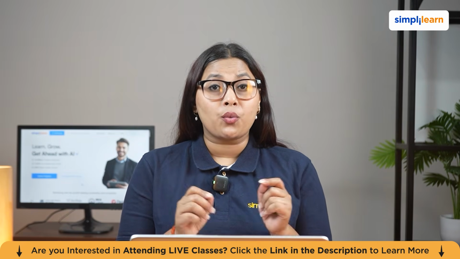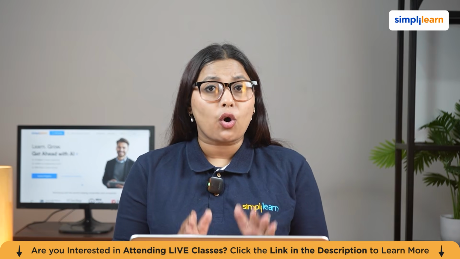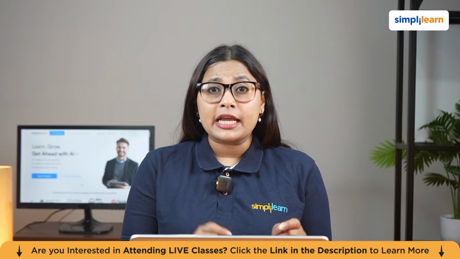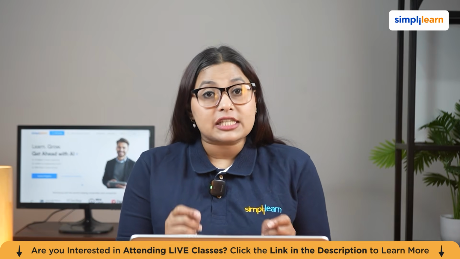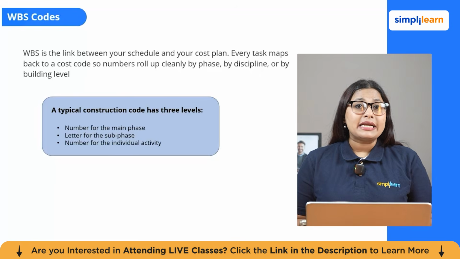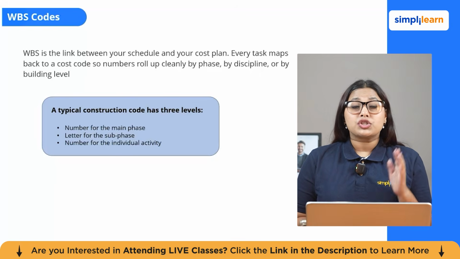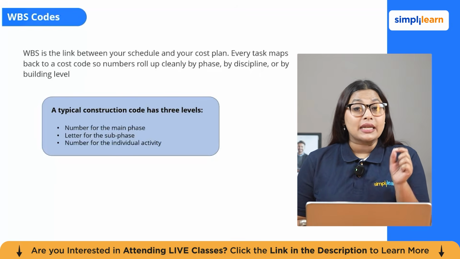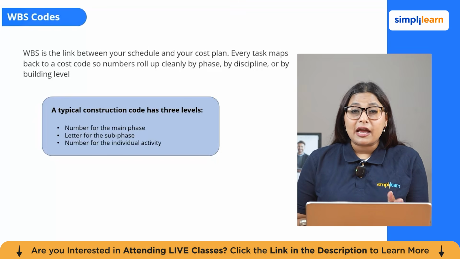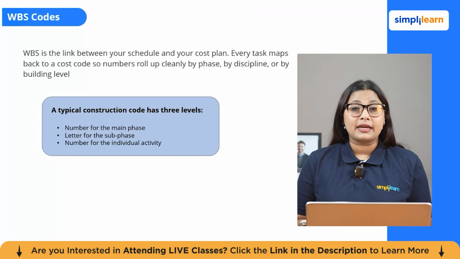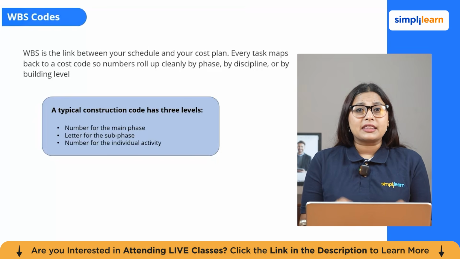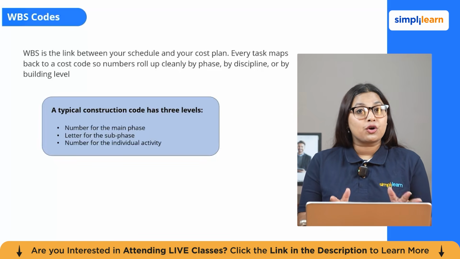In construction, your work breakdown structure is not just an organizational tool. It is a link between your schedule and your cost plan. Every task needs a map back to the cost code, so that when you run the cost report, the numbers roll up clearly by phase, by discipline, or by building level. MS Project lets you define the WBS code structure and apply it automatically to every task in your project.